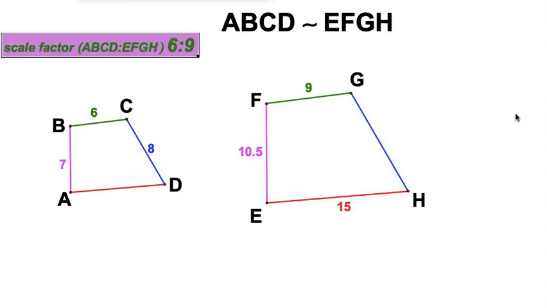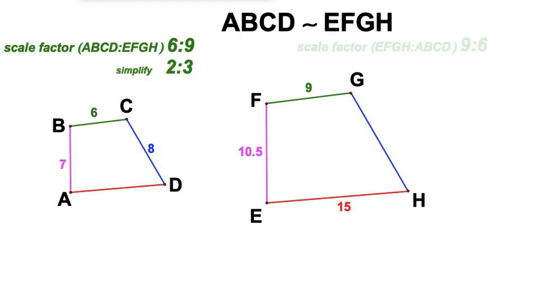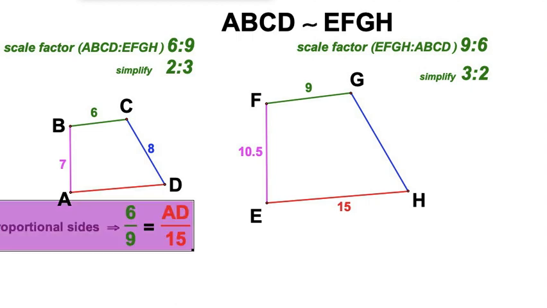So I could say the scale factor of the small figure to the large figure is 6 to 9. I could say that simplifies to 2 to 3. I could word it the other way. The scale factor large to small is 3 to 2. Maybe you do it something different. Maybe you just look at it and say, gosh, this 6 is just 2/3 of 9. Or the other way around, 9 is 3 halves, 1.5 times 6. As long as you understand it, that's the important part.